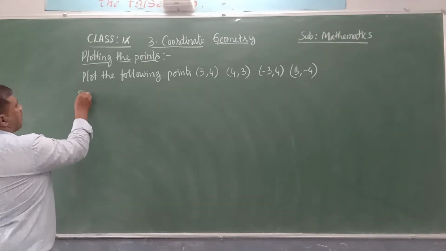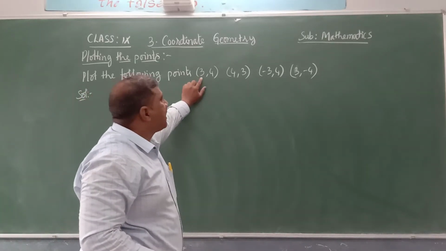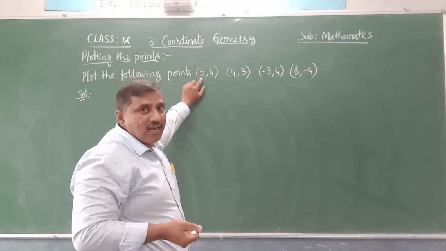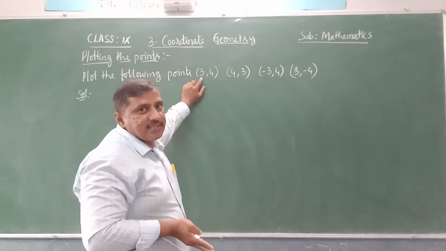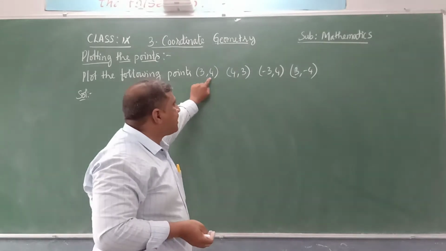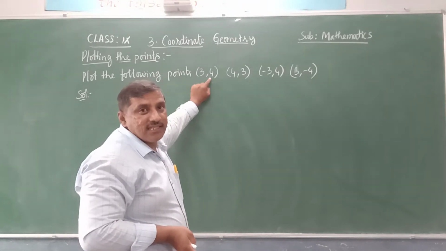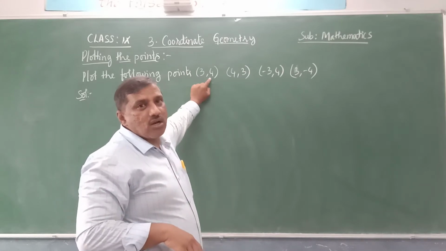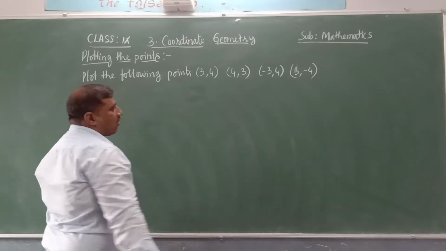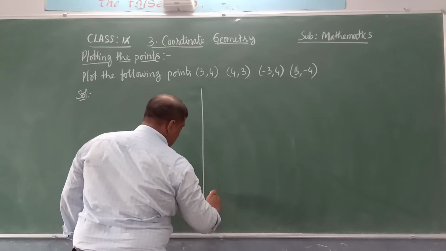How do we plot them? See the first point, 3, 4. What does it mean? It is 3 units from the y-axis towards the positive direction of the x-axis, and 4 units from the x-axis towards the positive direction of the y-axis. I will explain. First, we need to draw the x-axis and y-axis to draw the Cartesian plane.